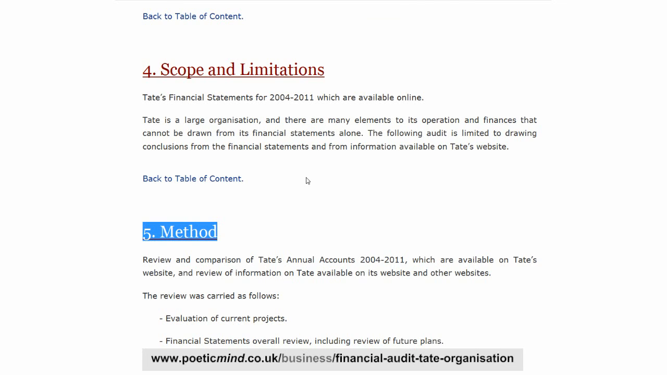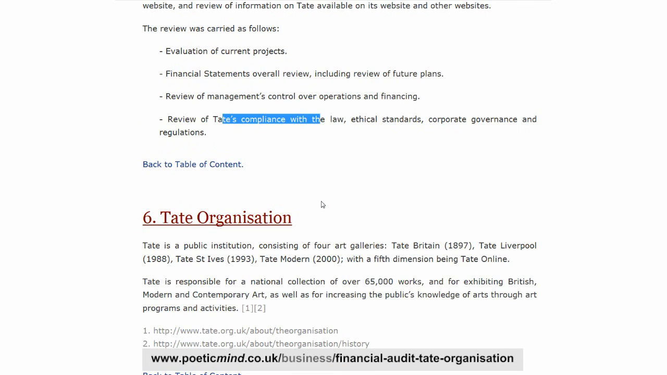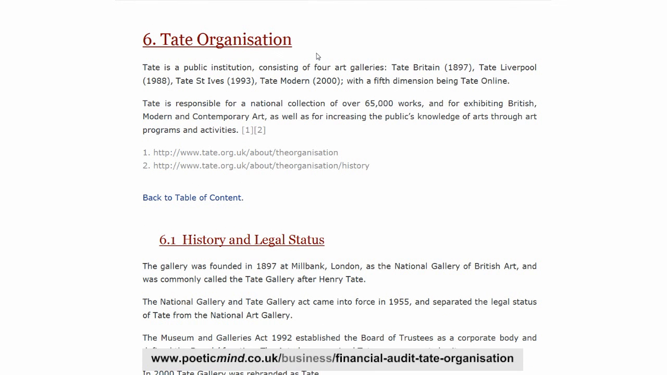Section 5 is the methods, how you carried out your research. In this case, comparison of Tate annual accounts. And then we said that the review was carried out as follows: looking at current projects, financial statements, management control, and compliance with the law.